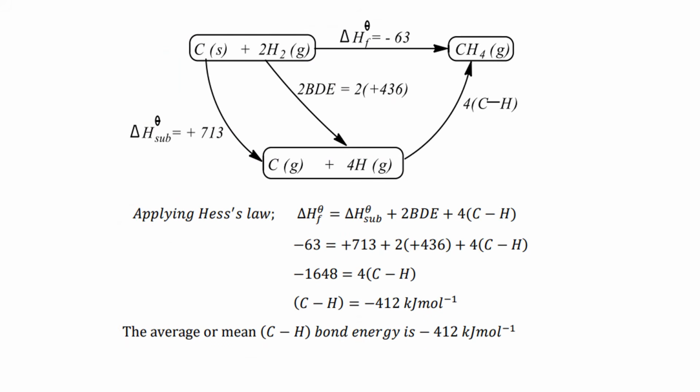So you're going to start by writing a well-balanced equation for the formation of methane gas. So solid carbon reacts with gaseous hydrogen to form methane. The first thing, we first write a balanced equation and write the overall enthalpy of formation of methane, which was given as -63 kJ per mole.